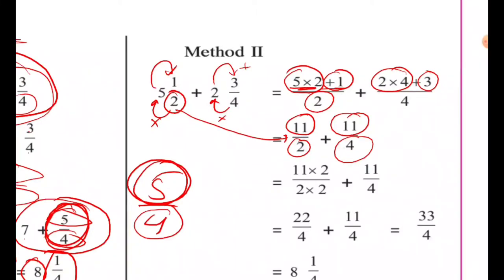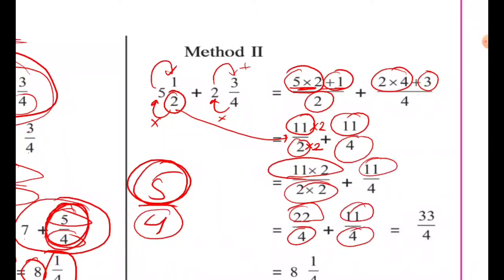This is 4 and this is 2, so we will be multiplying this with 2. Okay, you all can see over here 11 2s are 22, 2 2s will be 4. Okay, this is 11 and this is 4. So we can see that the denominators are equal, and now we will be adding the numerators, that is 22 plus 11, that becomes 33 upon 4.